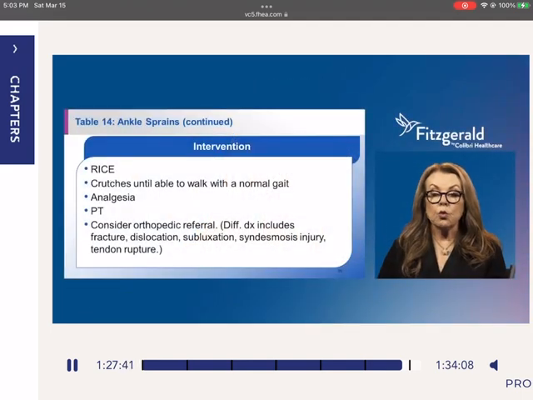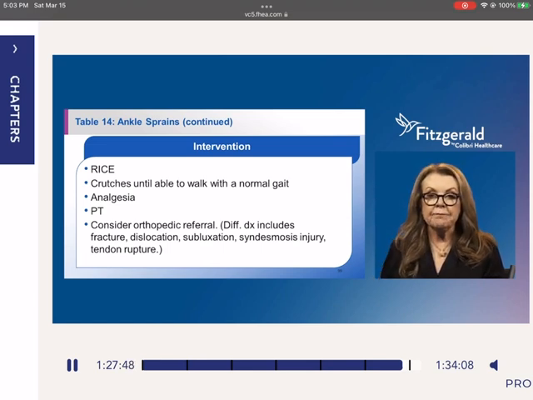What do you want to do with all ankle sprains? RICE: rest, ice, compression, elevation, crutches until able to walk with a normal gait.